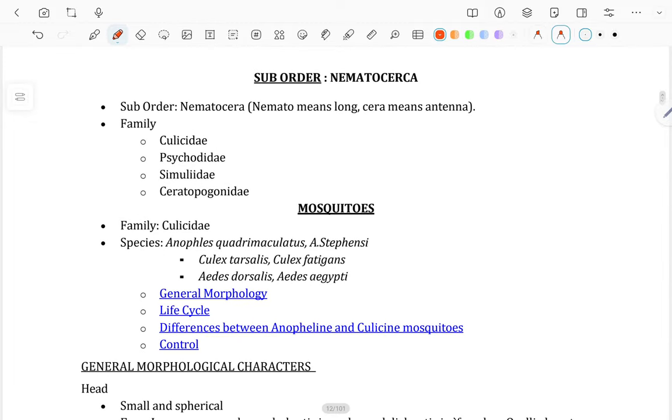Suborder Nematocera. Nema means long, cera means antennae. Families: Culicidae, Chironomidae, Simuliidae, Ceratopogonidae.